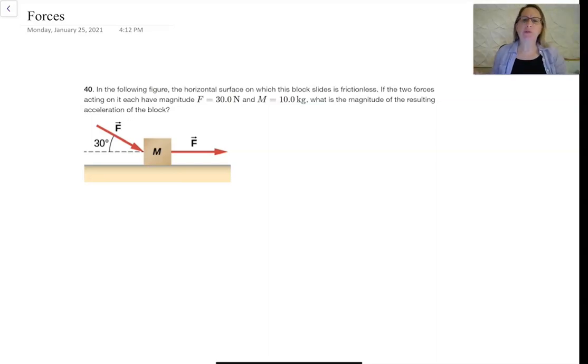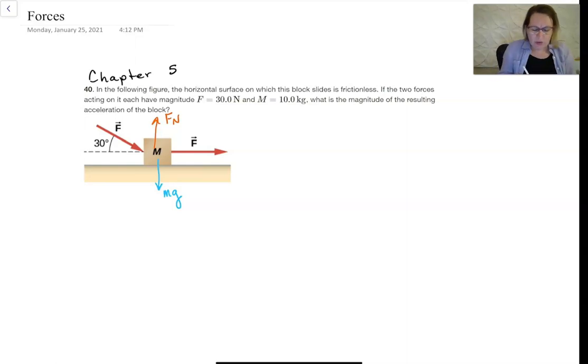This is a problem from chapter 5, problem 40. We're starting to look at force diagrams and how we can read them. As we look at this, we see two forces that act on this block. We can also draw in additional forces that we know about: we have mg down, and a normal force that's up. We can calculate all of these values, but notice what it's asking us for.